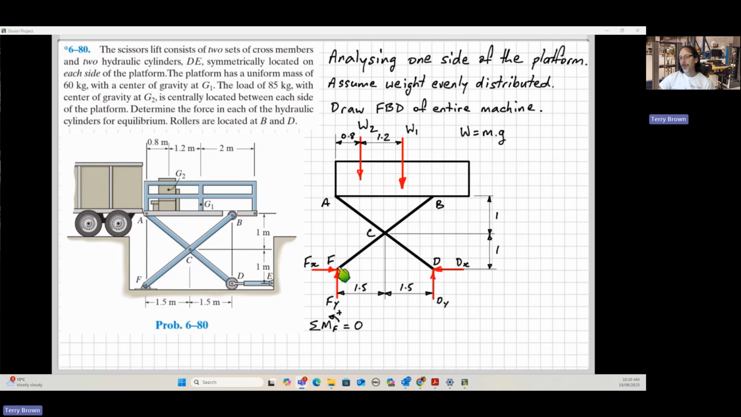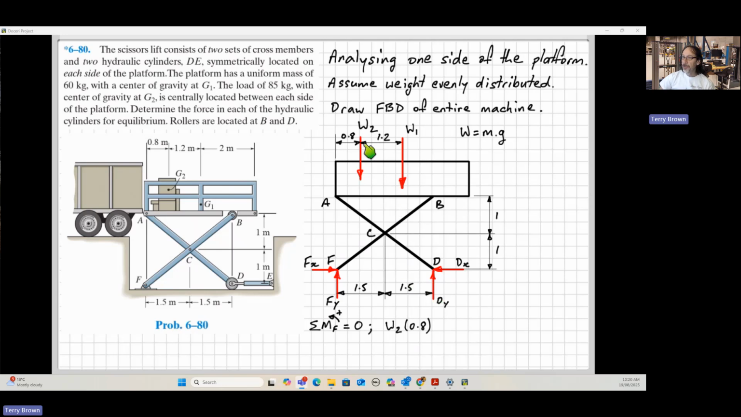Typically we'll have two unknown forces going through a single point at a pin connection like this. So if we take moments about that point, then we can find our other unknown from that one equation. Okay, so I've said here, sum of the moments about point F, anticlockwise is positive, all equal to 0. And then we can start to write that out.